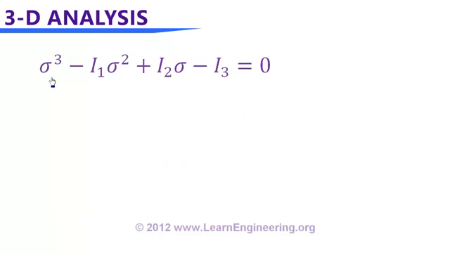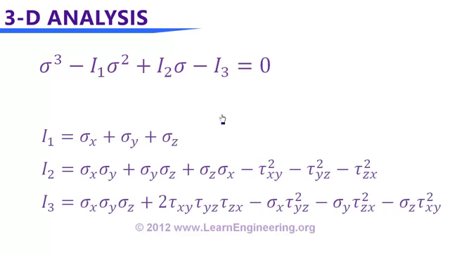In a 3D problem, if you want to find out normal stress values, you have to solve this cubic equation, which is in terms of sigma. You know, a cubic equation has 3 solutions. Those solutions will be sigma 1, sigma 2 and sigma 3. And it has 3 coefficients also, I1, I2 and I3. And the values of these coefficients will be given like this, I1, I2, I3 in terms of stress boundary conditions. I1, I2, I3 are called stress invariants. The name invariant is because independent of the coordinate system you choose, when you calculate the value of I1, I2, I3, it will remain unchanged. That's why we call these stress invariants.